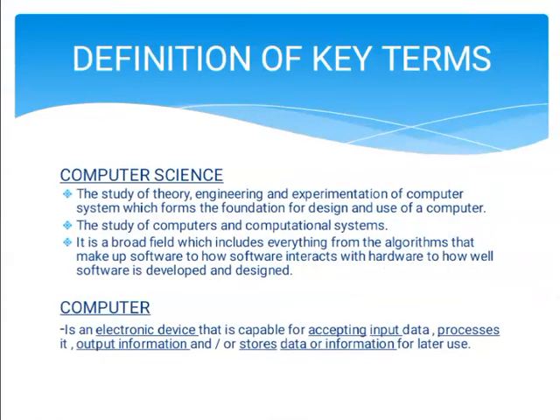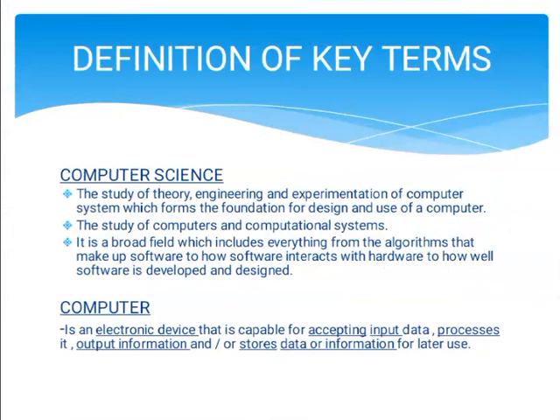The definition of key terms. What is computer science? Computer science is the study of theory, engineering, and experimentation of computer systems, which forms the foundation for the design and use of a computer. In simpler terms, we can define computer science as the study of computers and computational systems. It is a broad field which includes everything from the algorithms that make up software, to how software interacts with hardware, to how well software is developed and designed. I hope you have understood the definition.